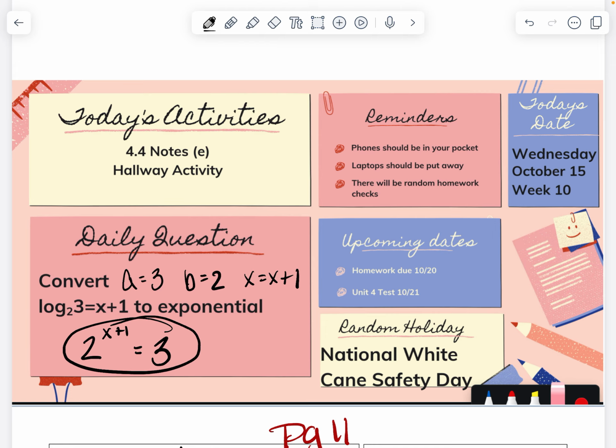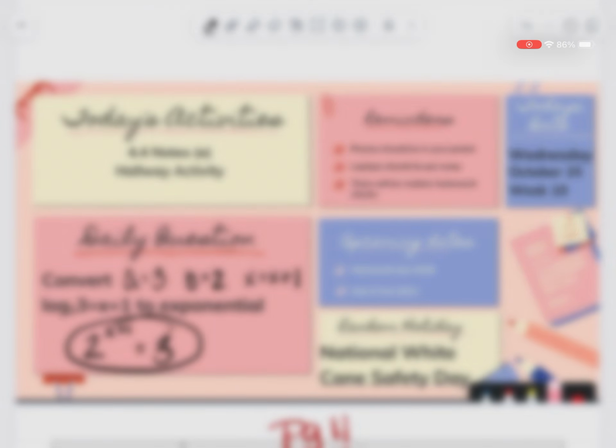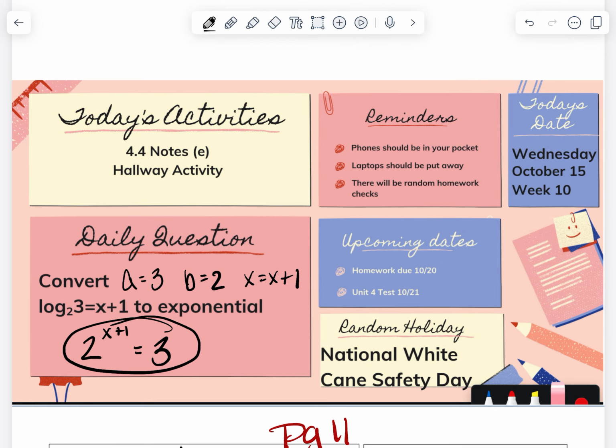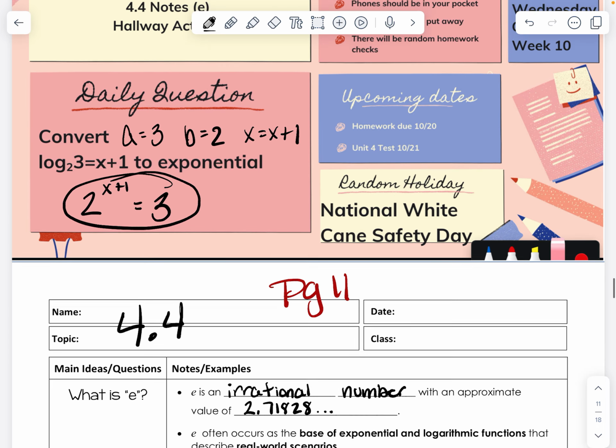If you haven't gotten out your notes already, go ahead and get your notes out so that we can get that going. And I keep checking to make sure it's recording because I don't want to do this a fourth time.